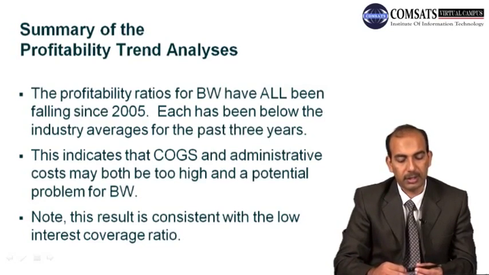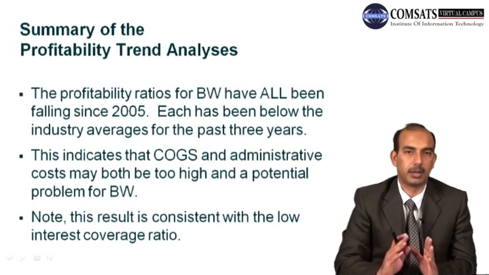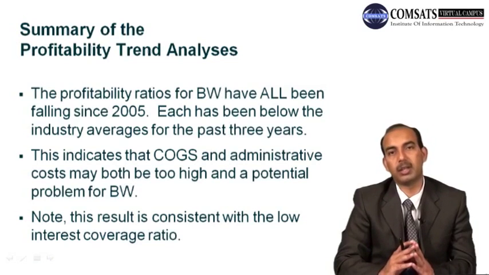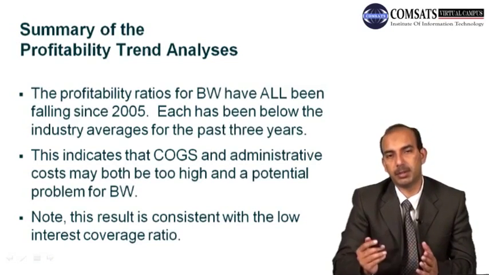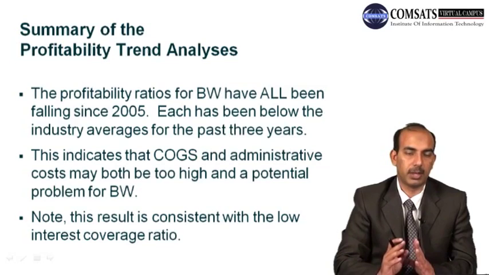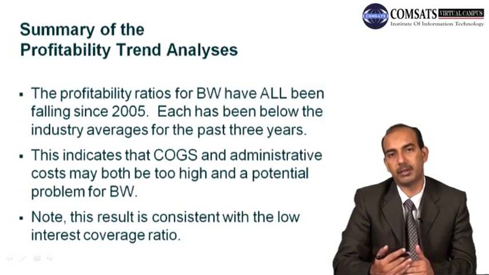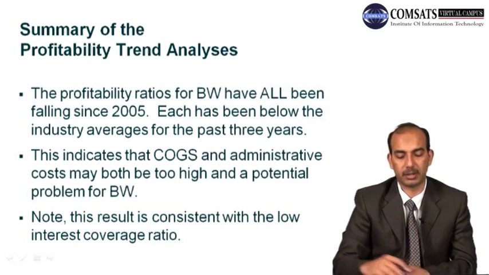And this indicates that cost of goods sold and administrative costs may both be too high and a potential problem for the basket vendor. Within cost of goods sold, which includes inventory, there is a problem in its handling, and besides that there may also be a problem within administrative expenses. It means all the variables, all the participants, are not being utilized efficiently. And note, this result is consistent with the low interest coverage ratio. Similarly, the interest coverage ratio is also lower, which we discussed in the previous lecture.